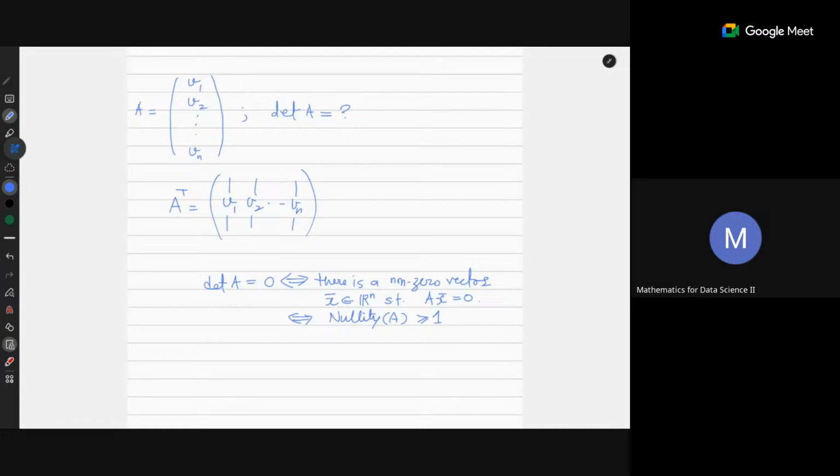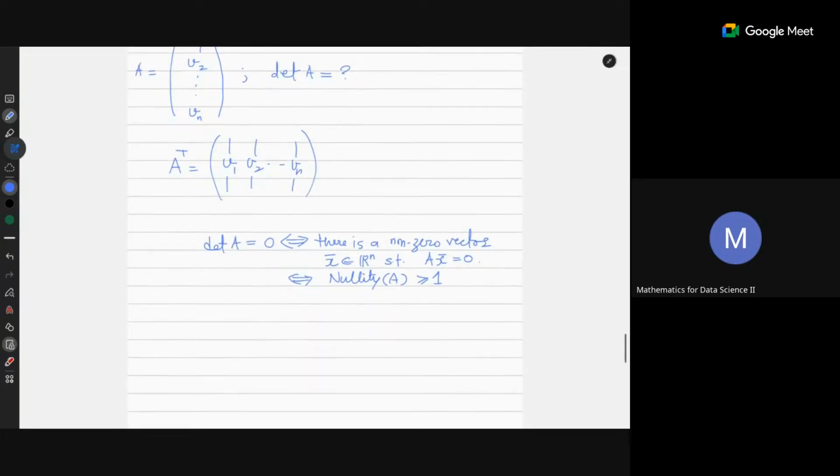So whenever the determinant is 0, the nullity of A is not 0. When the nullity of A is not 0, you use the rank-nullity theorem: rank of A plus nullity of A is equal to n. But in this case, because nullity is at least 1, the rank of A has to be smaller than n, or equal to n minus 1. Because the rank is not full, it is not equal to n.